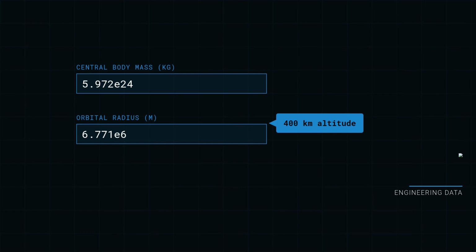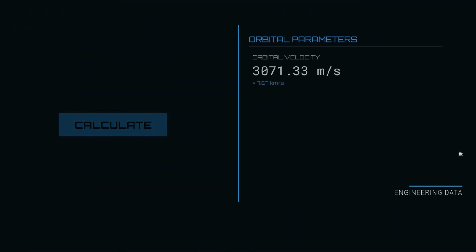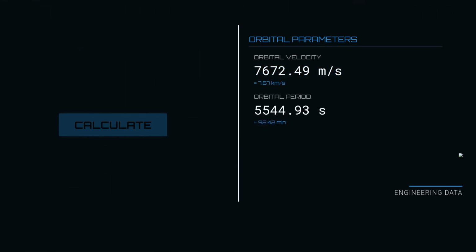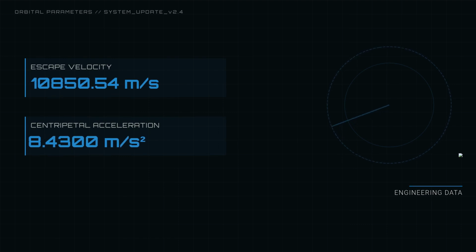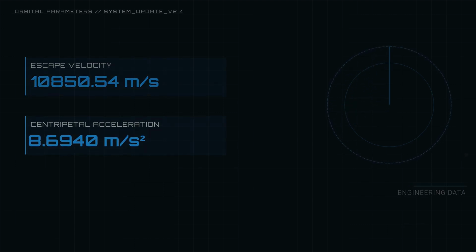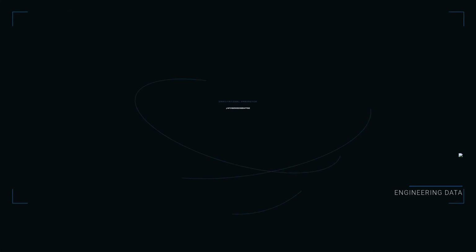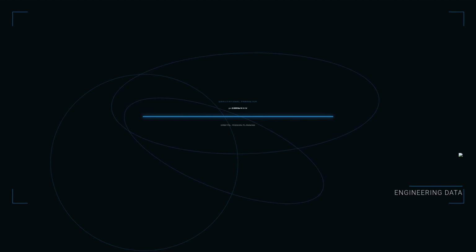After clicking Calculate, the results show orbital velocity equals 7672.49 meters per second, or 7.67 kilometers per second. The orbital period is 5544.93 seconds, or 92.42 minutes. The escape velocity at this altitude is 10,854 meters per second. The centripetal acceleration equals 8.6940 meters per second squared. And the gravitational parameter is 3.9859e+14 cubic meters per second squared.